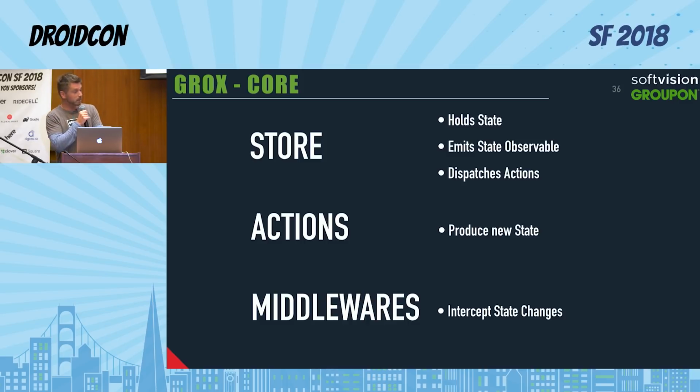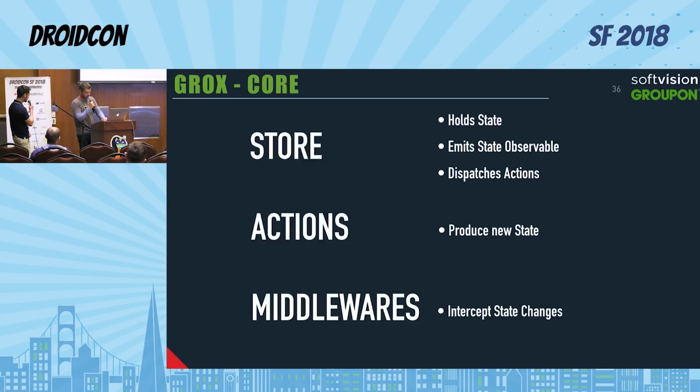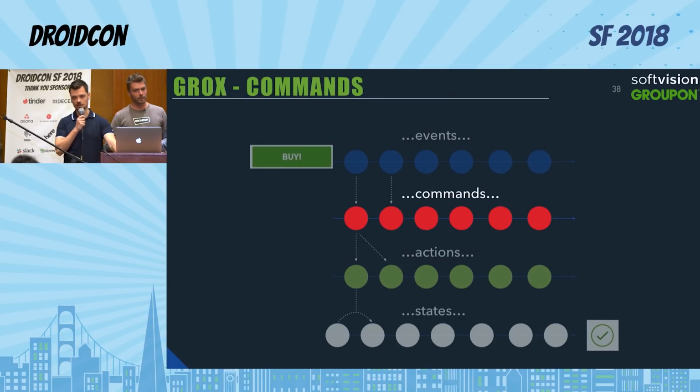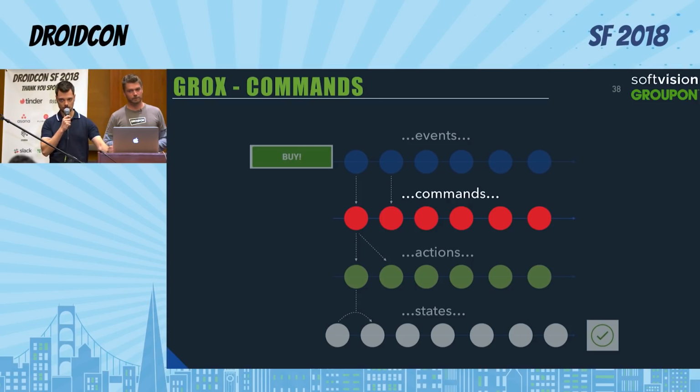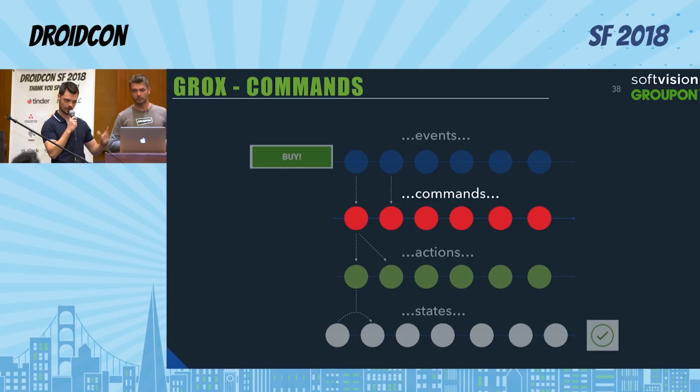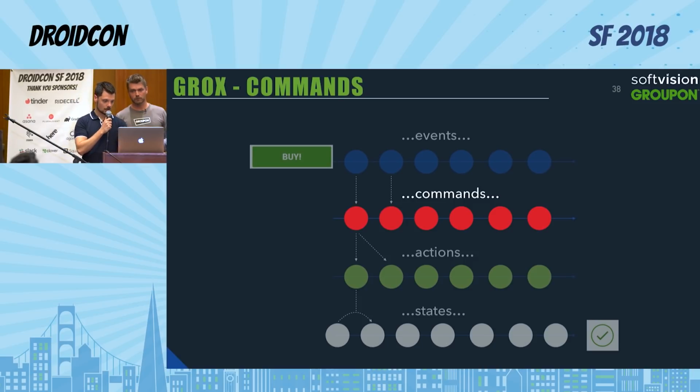Now we let Alin talk about the commands, the Grox core Rx artifact. Yeah, go for it. Okay, so the last artifact in Grox is the commands, which are really tied to Rx. Commands are generated by UI events, and they produce a stream of actions. If you are familiar with MVI or you want to implement the MVI pattern, this is similar to the intent.